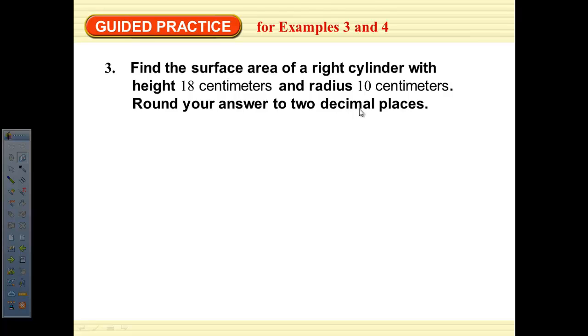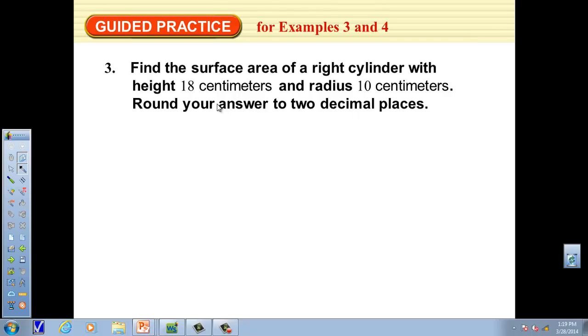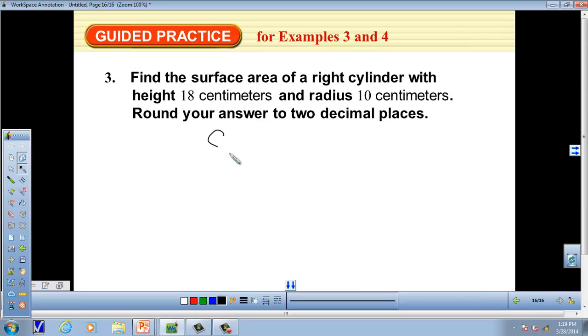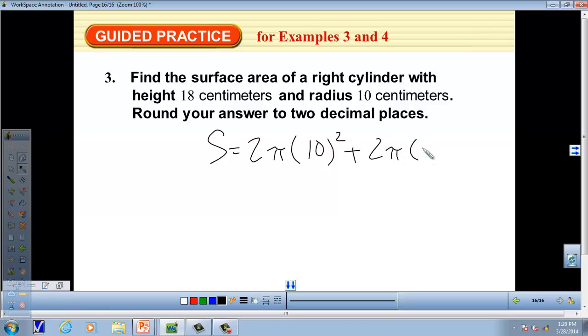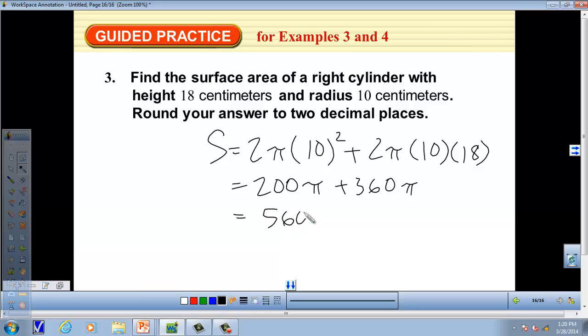Here's another one where we're going to figure out the surface area for a cylinder. We're given the height, we're given the radius, so we're going to do 2 times pi times the radius, which is 10 squared, plus 2 times pi times the radius, which is 10, times the height, which is 18. So this gives us 100 times 2 is 200 pi. This gives us 180 times 2, which is 360 pi. Together they give us 560 pi.